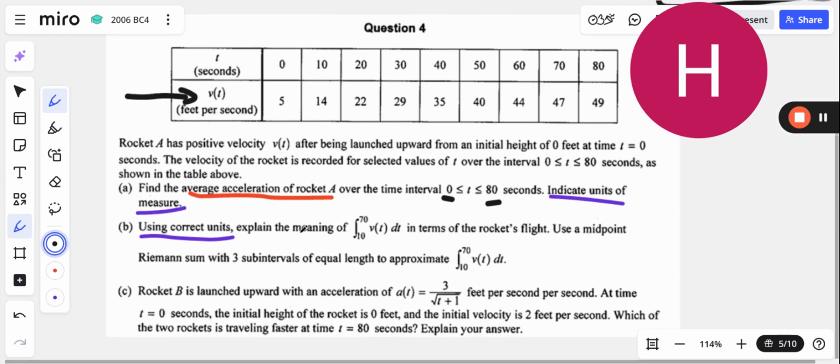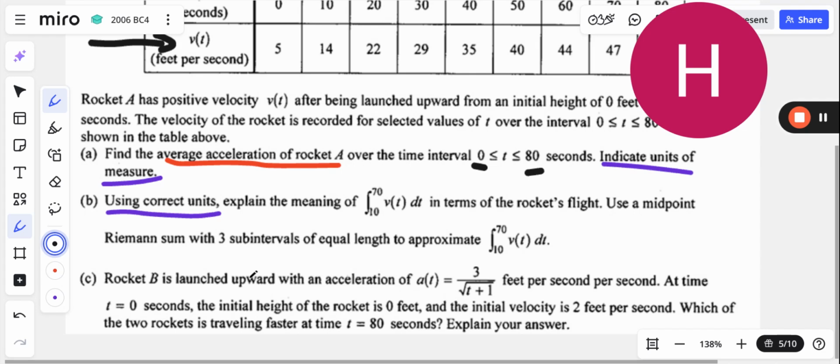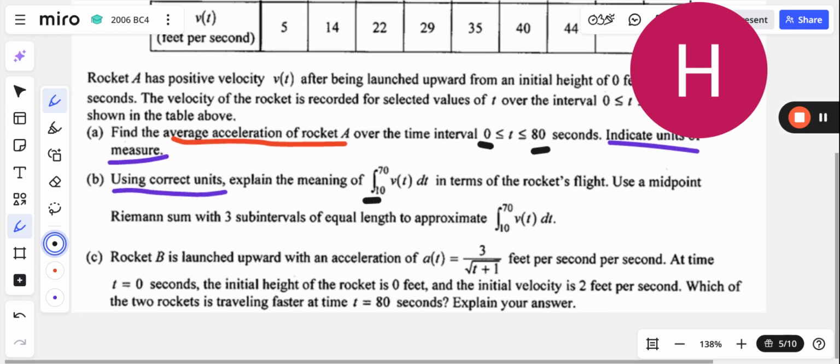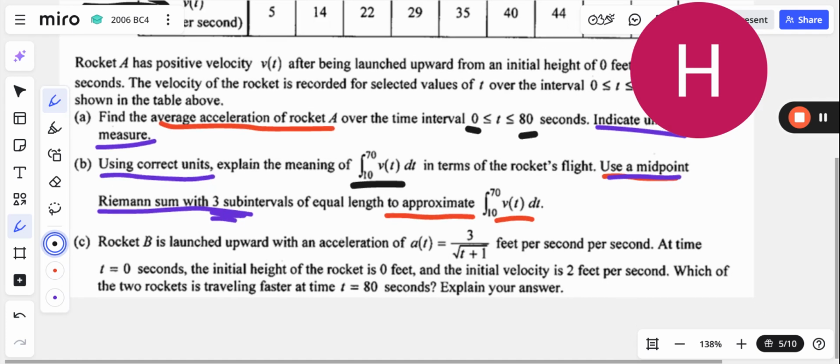All right, using correct units, explain the meaning of the integral from 10 to 70 of v of t in terms of the rocket's flight, and then it wants us to use a midpoint Riemann sum with 3 subintervals, and the goal is to approximate. And again, using correct units. So we can explain that first.